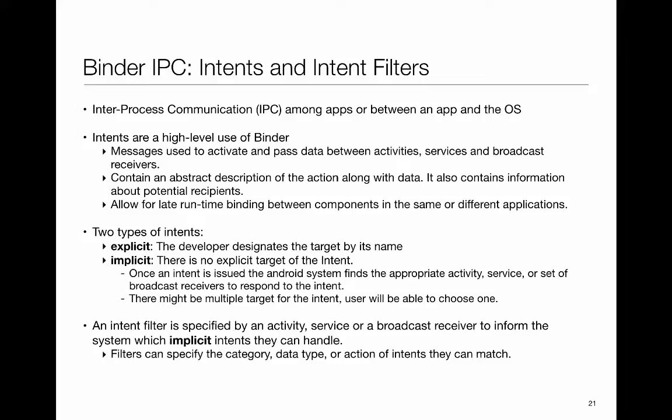Finally, you can also specify an intent filter for an activity, service, or even broadcast receiver. This is the part where you specify what kind of implicit intent you want to receive in your application. You can specify what categories of intent, what the data type is, or the actions of the intents you can receive, and only the matching implicit intent will be received by you after you implement this intent filter.